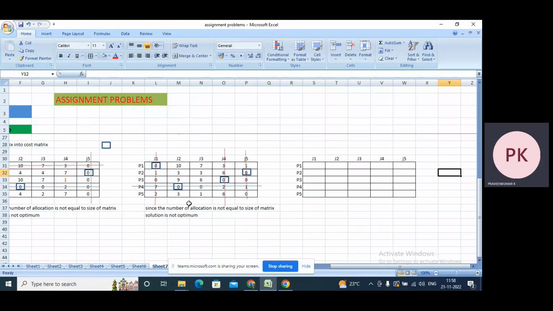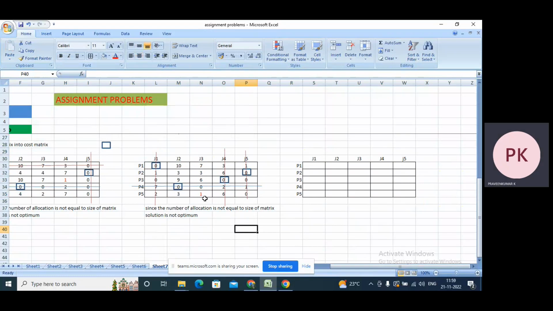I'll write the new cost matrix. Identify the minimum element which is not cancelled in the previous matrix. So in this matrix, identify the minimum element which is not cancelled. So here the minimum element is 3, here it is 1. 1 will be the minimum element.